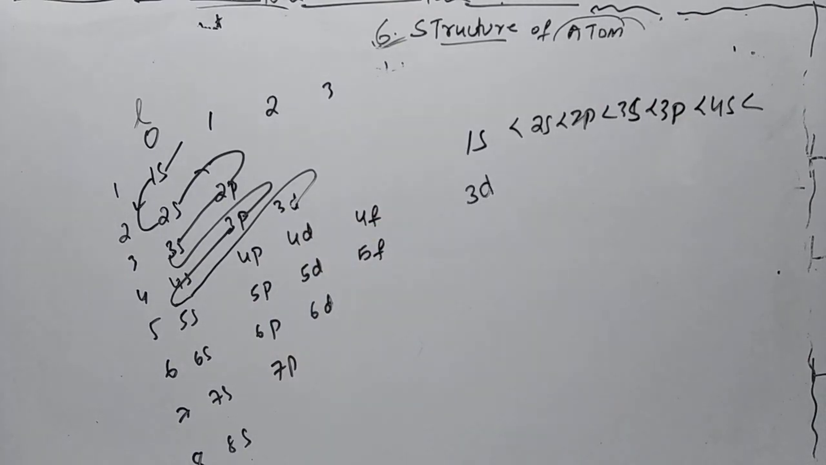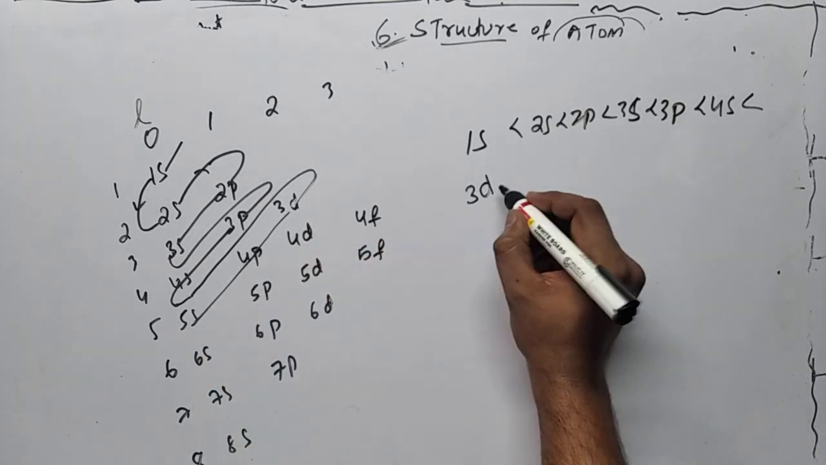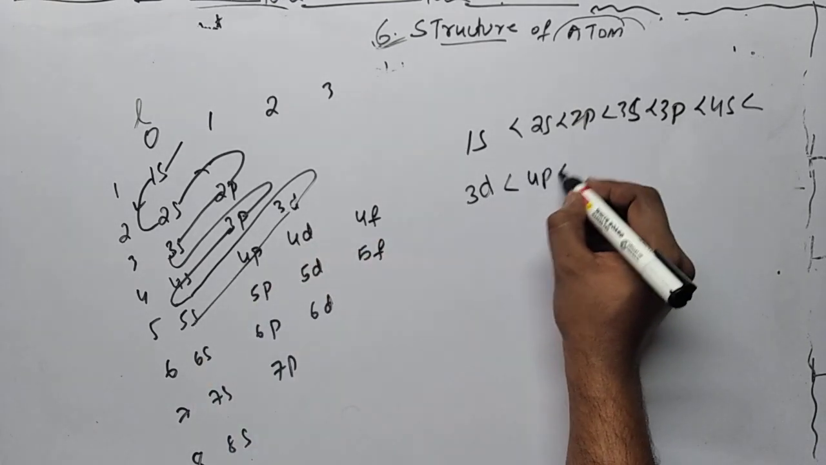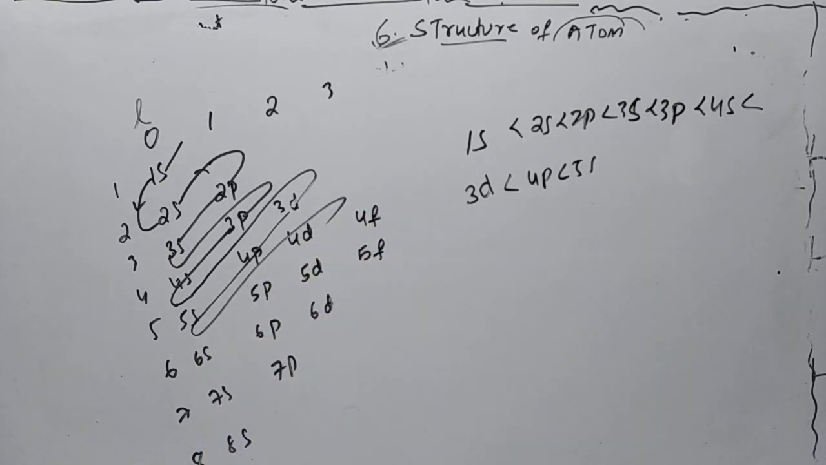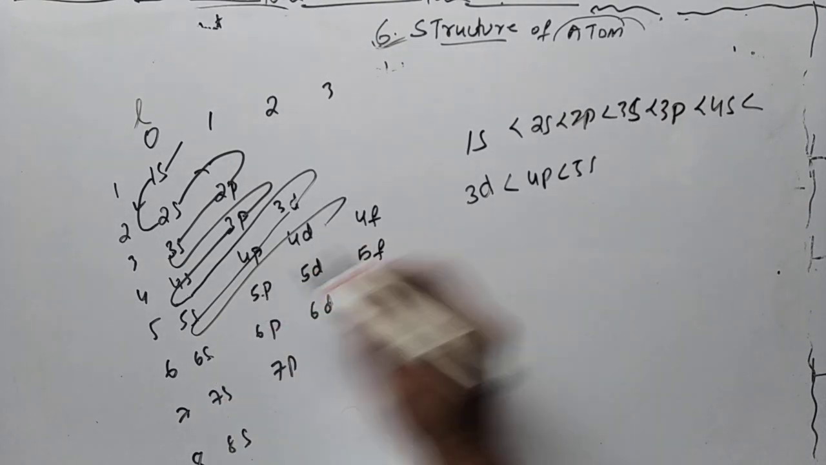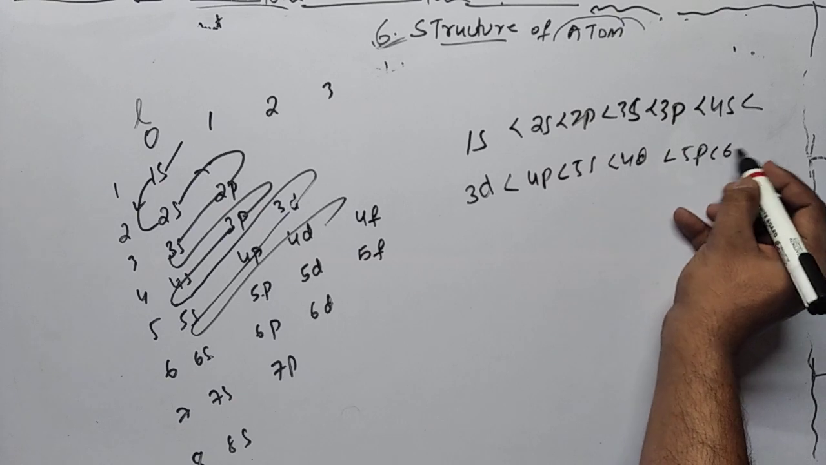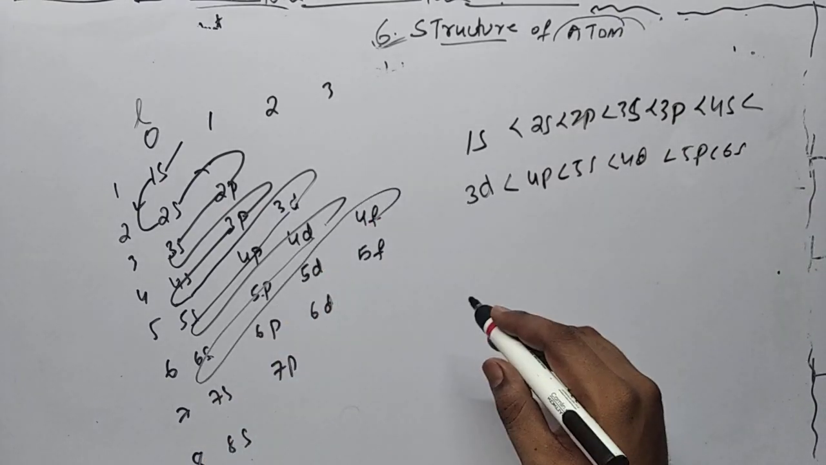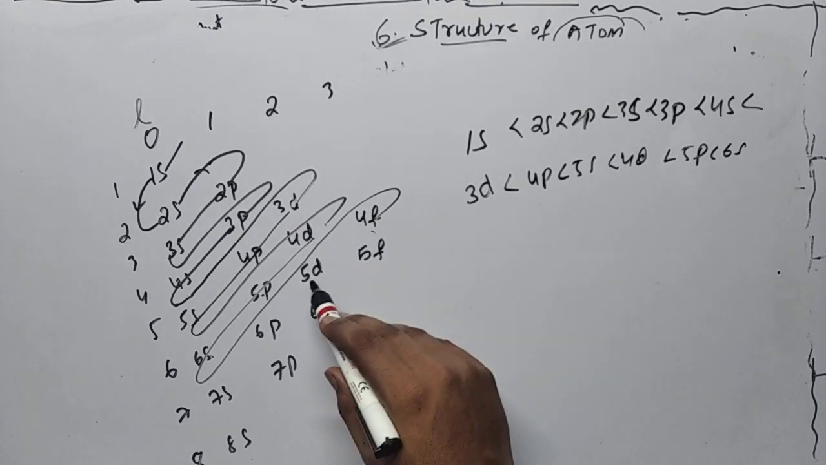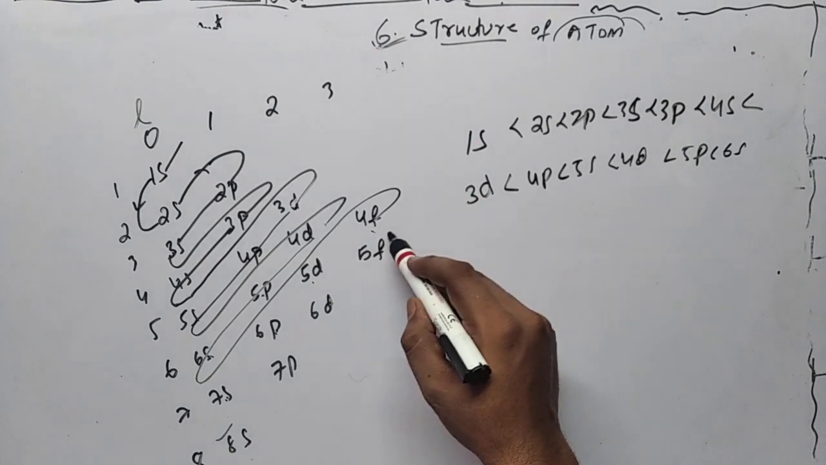Next after 3d we have 4p, 5s. Then go back to 4d. After 5s we have 4d, 5p, 6s. Next again you have to go back to 4f. So next we have 4f, 5d, 6p. Next 7s. 7s నుంచి మళ్ళీ తర్వాత బ్యాక్.